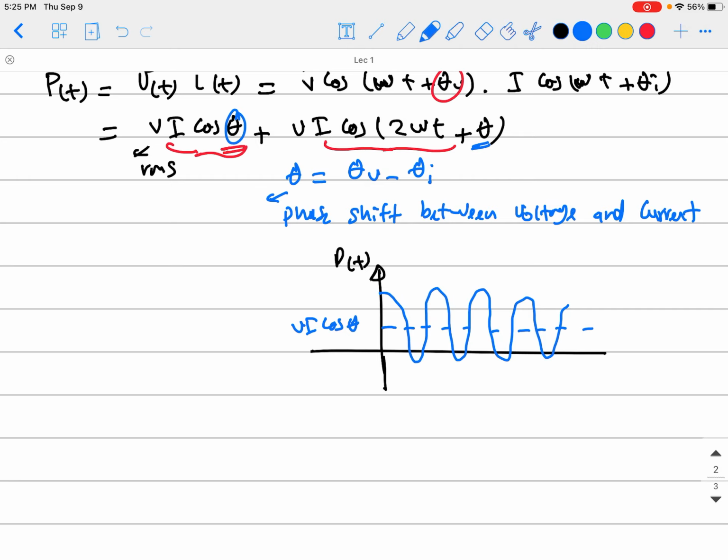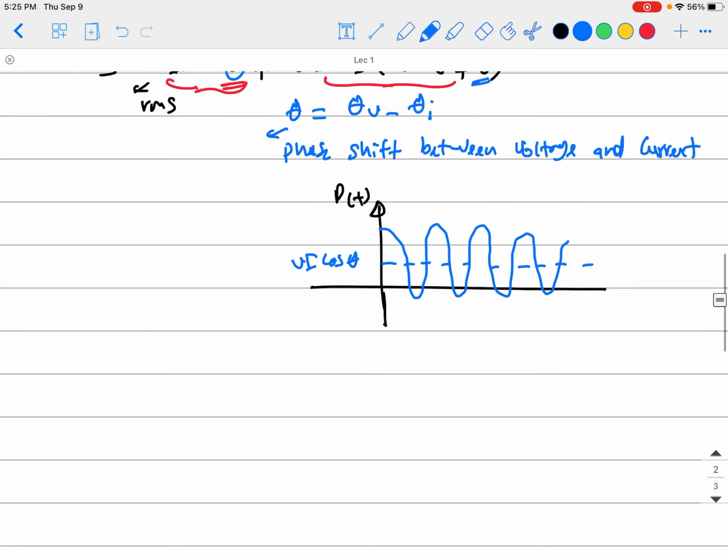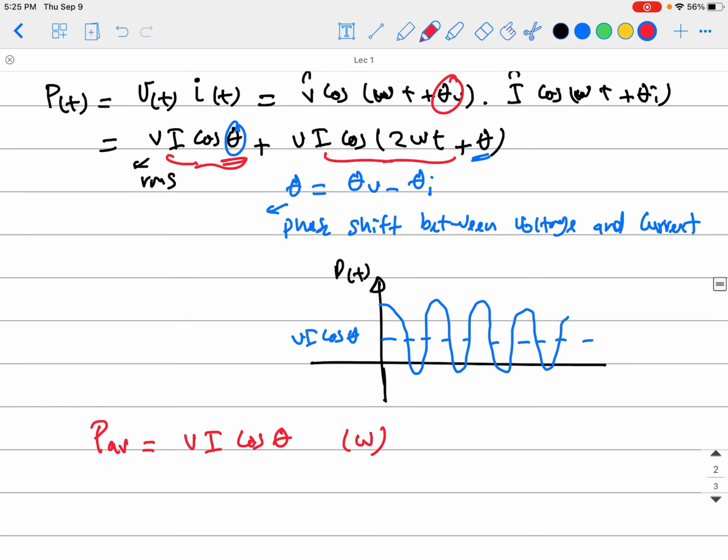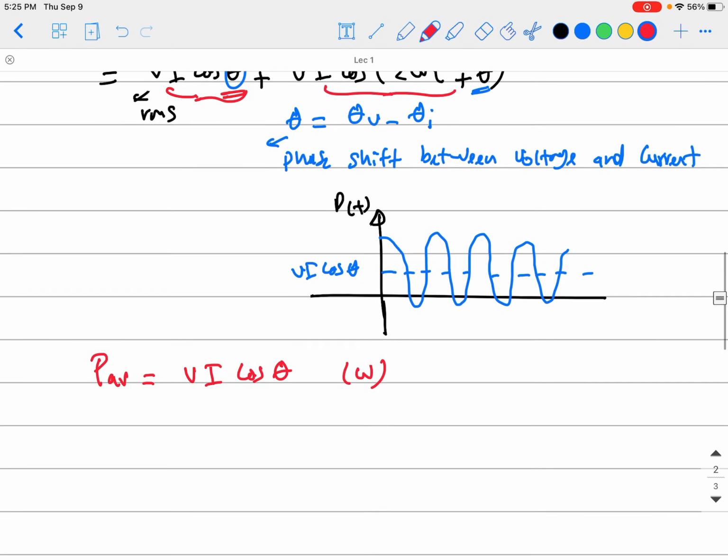So this fixed value, we call it the average value of the power, and that is the thing that we are more concerned with. So P average equals VI cosine theta, and this is measured in watts. Okay guys? So if you have AC circuits, you need the RMS value of the voltage multiplied by the RMS value of the current cosine theta, and theta is the phase shift between the voltage and the current. Okay guys, so that is the P average, and keep in mind we call this the active power.